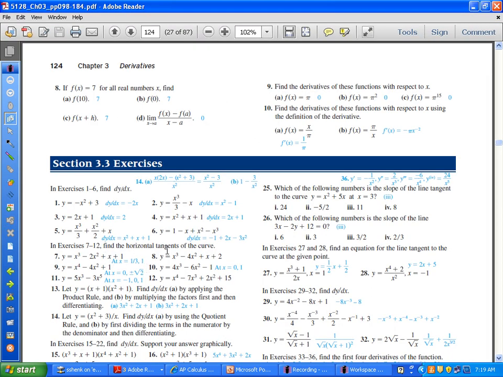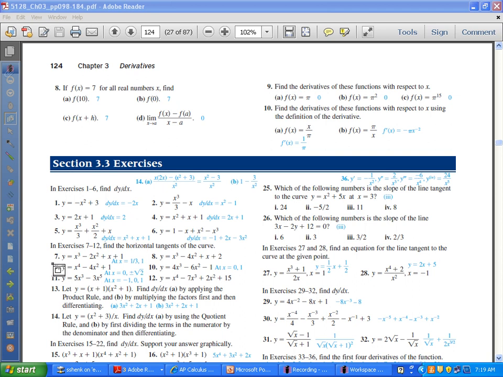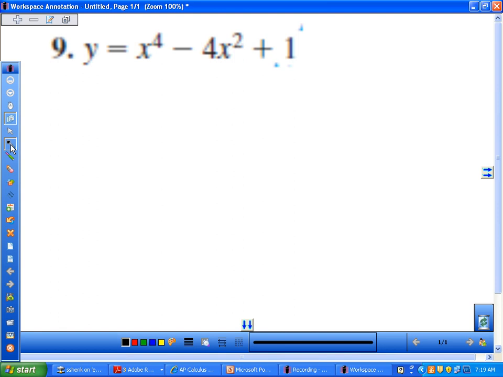Find the horizontal tangents of the curve on number 9. We need horizontal tangents. What is the slope of a horizontal line? 0. So we need to find where we're going to have a slope equal to 0, and then plug that in. Okay. So we know to write the equation of a horizontal line that our slope is going to be 0. Okay, so ultimately we're going to write an equation.